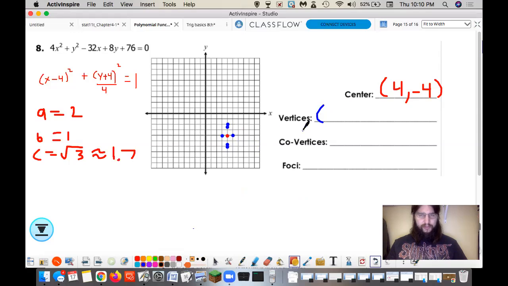So our vertex, that's at 4, 1, 2, 4, negative 2. 4, negative 6. Vertices, because they're going to be at something negative 4. They're going to be at 3, negative 4, 5, negative 4.